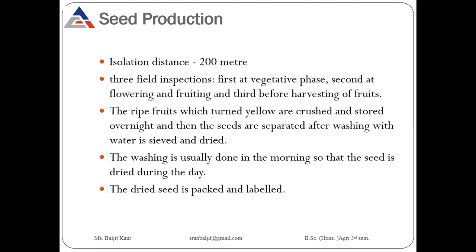Okay, so how is seed collection done? We have to harvest the ripe fruits which have turned yellow in color, then we have to crush the fruit, then we have to keep the fruit as such overnight, right? Then on the next day we have to wash those seeds, and we have to sieve the seeds, and then we have to dry the seeds.